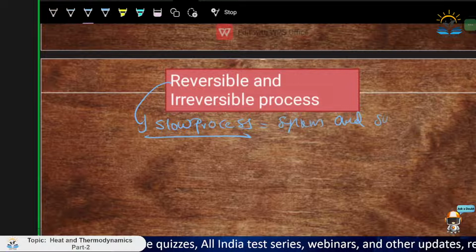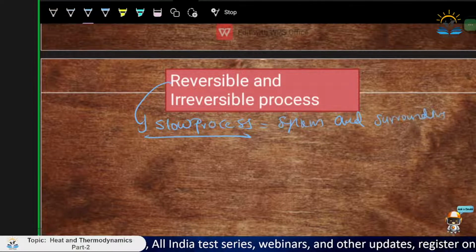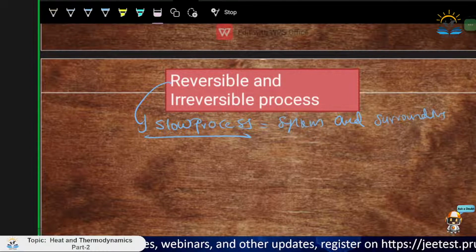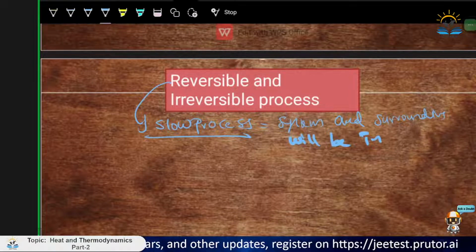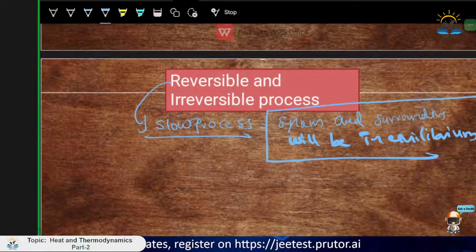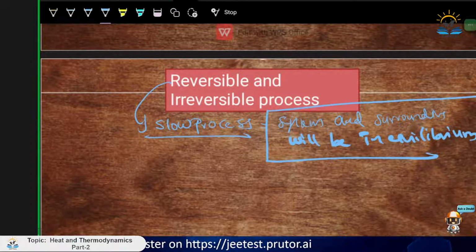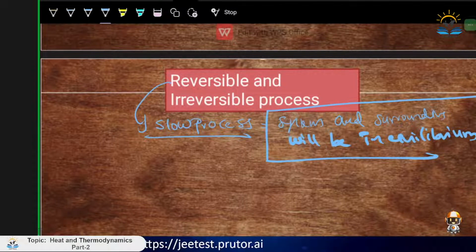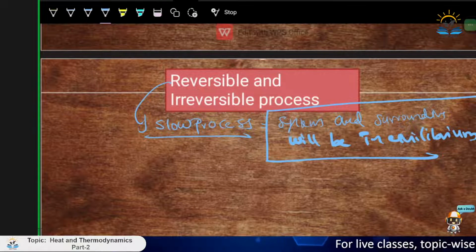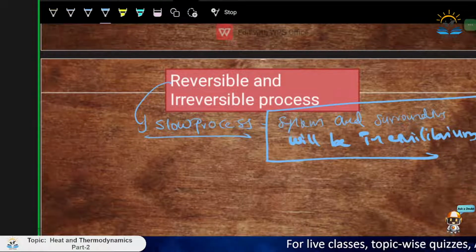System and surrounding will be in equilibrium. A reversible process will take place in both the forward and backward direction. Reversible process is actually an ideal process which we cannot see in real life. Almost all the processes we see are irreversible processes.